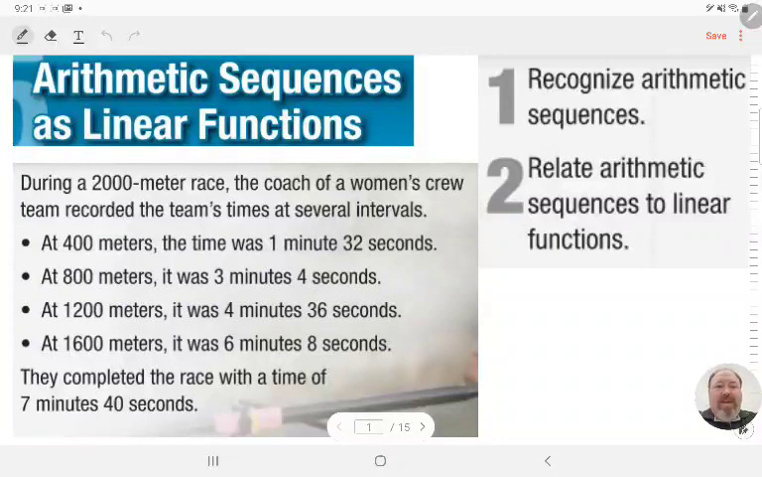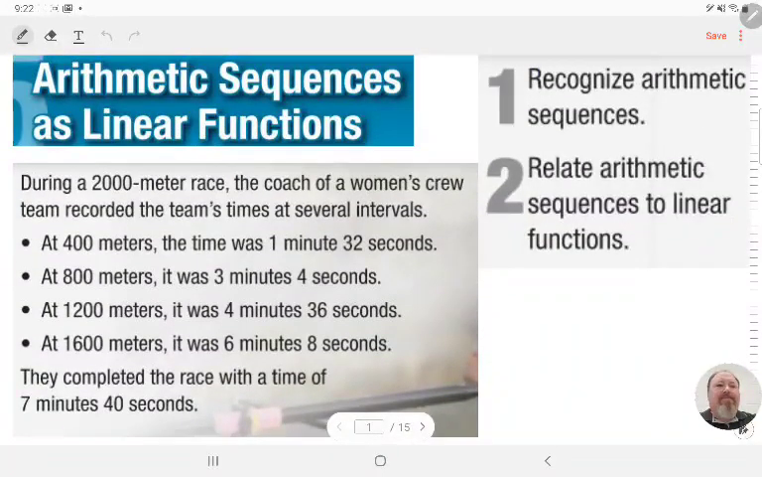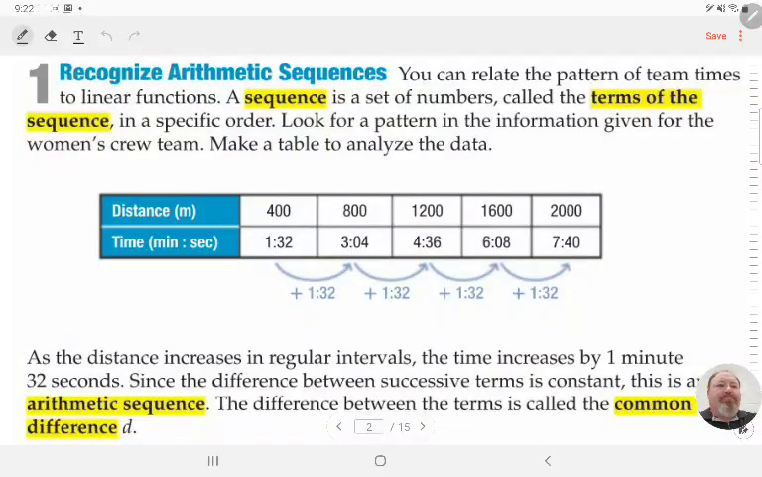During a 2,000-meter race, the coach of a women's crew team recorded the team's times at several intervals. At 400 meters, the time was 1 minute 32 seconds. At 800 meters, it was 3 minutes and 4 seconds, and so forth. So she recorded all the times. They completed the race with a time of 7 minutes and 40 seconds. Okay? So you can relate the pattern of team times to linear functions.